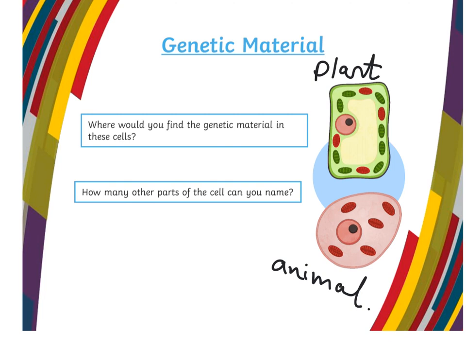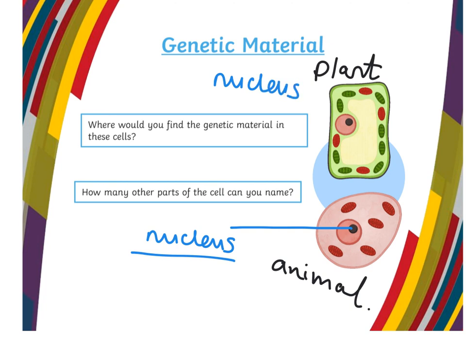Okay, so hopefully you've all had time to look at that. So where would we find the genetic material? Well, we have these structures here, and this is called a nucleus. And this is where you would find the genetic material in this cell. And if we look closely at the plant cell as well, there is a similar structure. Now there's a nucleus present in all plant and animal cells. Okay. So what other things could you label on your cell?